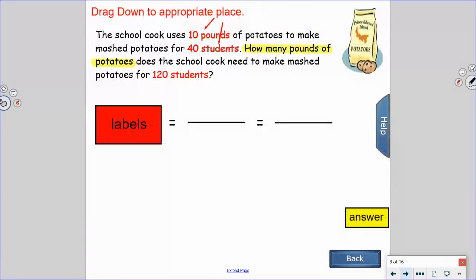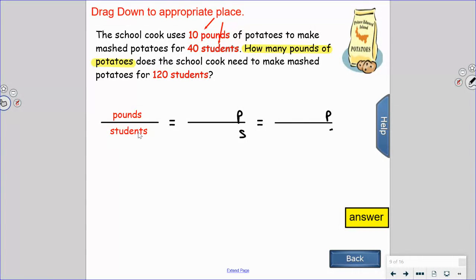Onward, here we go. School cook uses 10 pounds of potatoes to make mashed potatoes for 40 students. How many pounds of potatoes does the school cook need to make mashed potatoes for 120 students? Now, pounds per student or students per pound? I suppose that the pounds of mashed potatoes will depend on how many students are eating. So again, real quick, I'm going to write pounds per students.